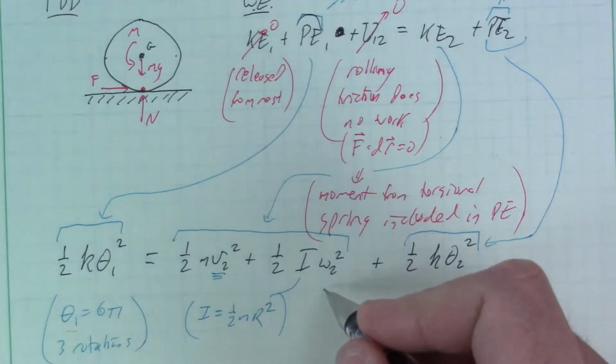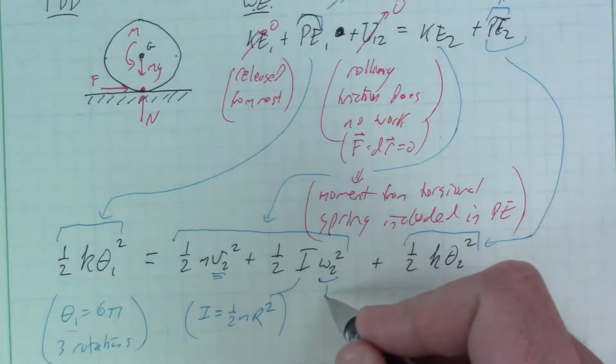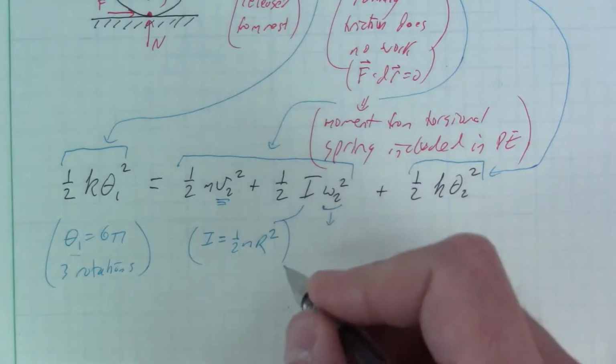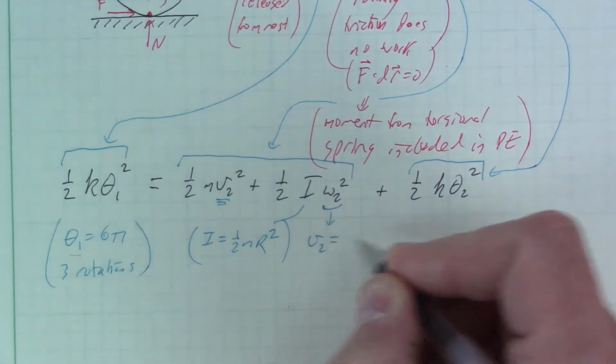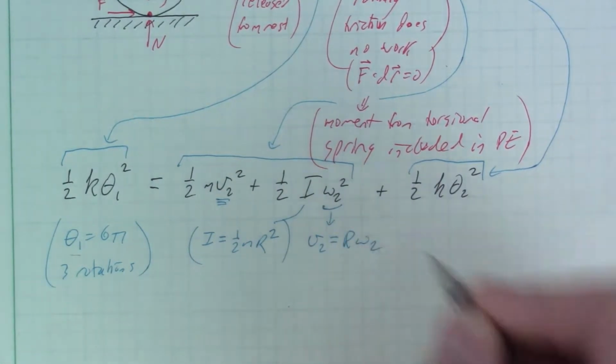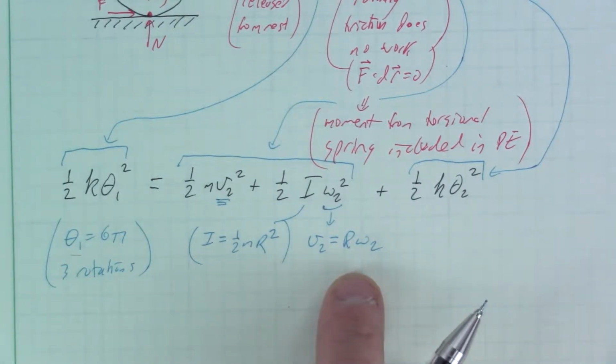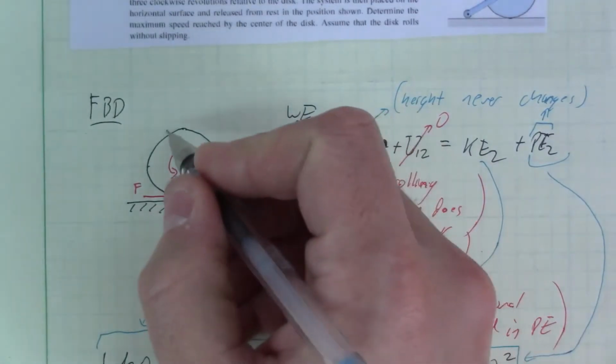Omega 2, right? We saw this in a previous example as well. Well, this is just a rolling disk, right? Rolling planar motion here. So V2 is just R omega 2, the relationship between the translational velocity of the center and the rotation of the disk. And you can see that here, right?